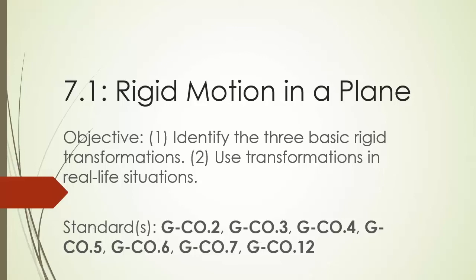Hi everyone. In today's lesson we're looking at Chapter 7, Section 1, Rigid Motion in a Plane. Our objectives are to identify the three basic rigid transformations and to use transformations in real-life situations. Our standards are G-code 2, 3, 4, 5, 6, 7, and 12.